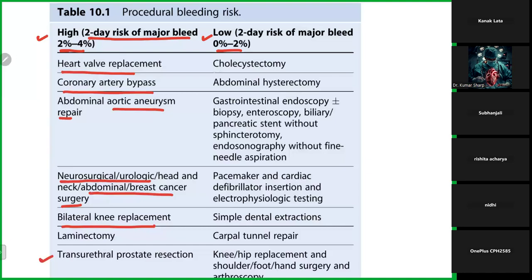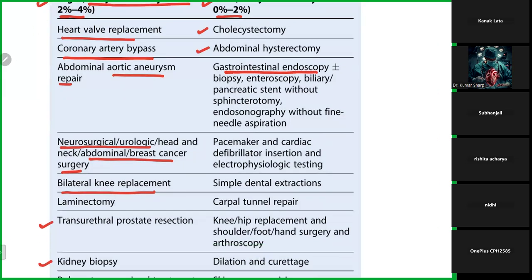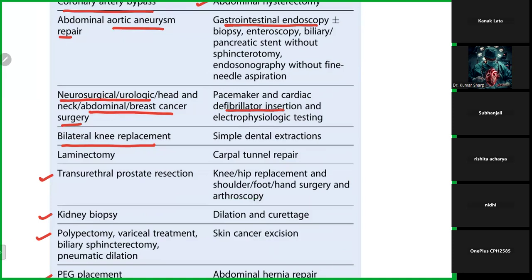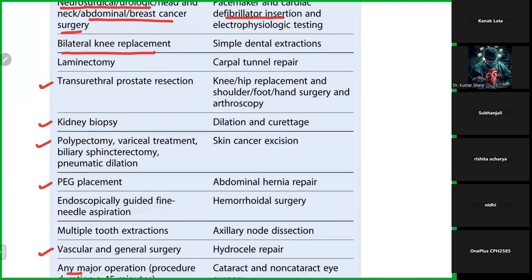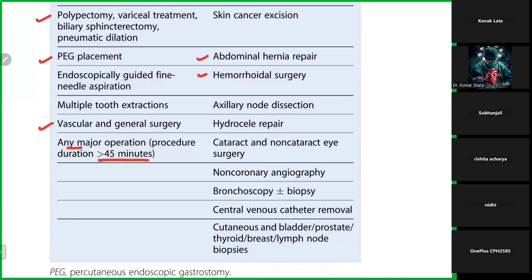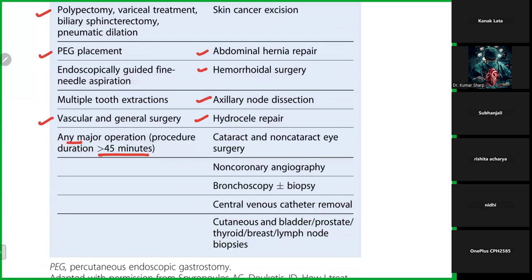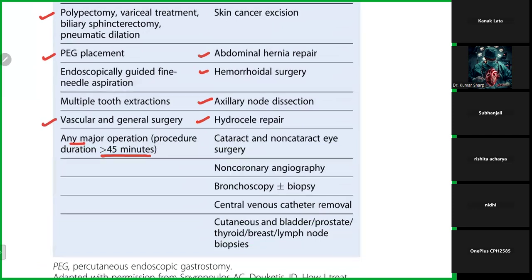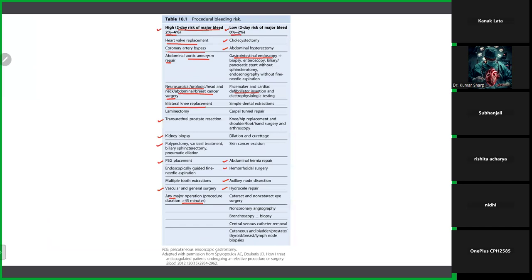On the other hand, we have cholecystectomy, abdominal hysterectomy, endoscopy with or without biopsy, and other procedures. We have pacemaker or defibrillator insertion and other procedures which you can see over here: hemorrhoidal surgery, abdominal hernia repair, hydrocele repair, axillary node dissection, and others. These fall under the category of low procedural bleeding risk. So depending on which category your procedure falls in, the concept of bridging therapy will arise when you are going to manage these patients.